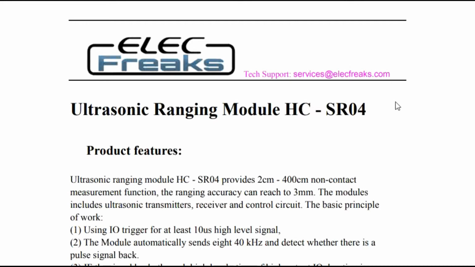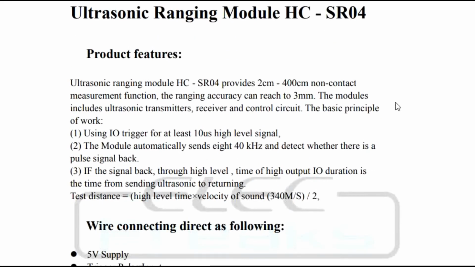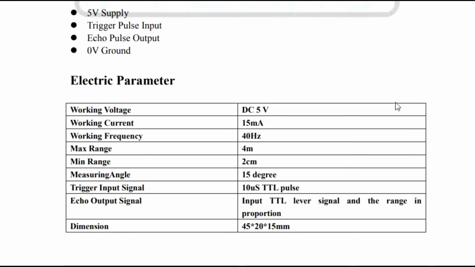Basically, what it does is detect objects. Its range is from 2 centimeters to 400 centimeters, or you can say 4 meters. Its working frequency is 40 Hz. Working voltage is 5 volt DC supply, and working current is 15 milliamps. Its measuring angle is 15 degrees.